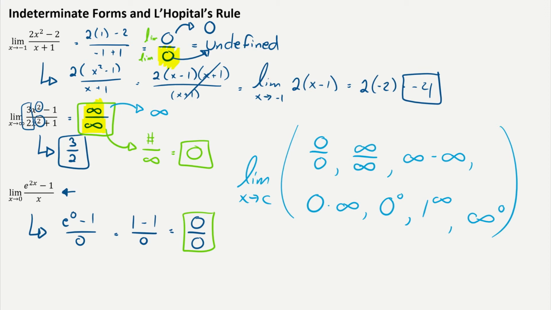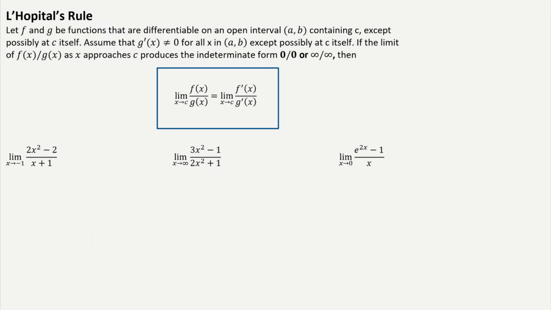So the question is, what is L'Hopital's rule? And here it is. L'Hopital's rule, the wonderful, wonderful L'Hopital's rule. So useful. Let f and g be functions that are differentiable on the open interval a to b containing c except possibly at c itself. So maybe not differentiable there. Assume that g prime of x does not equal 0 for all x in the interval, except maybe at c.